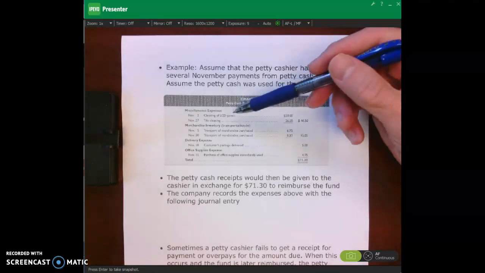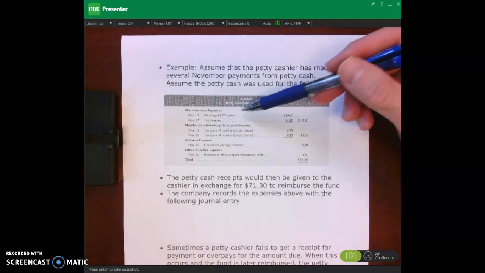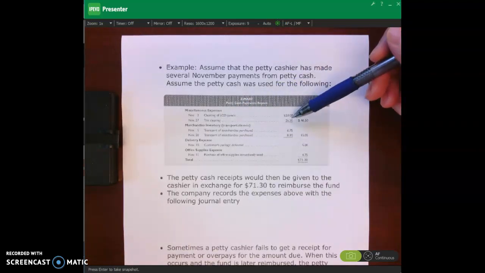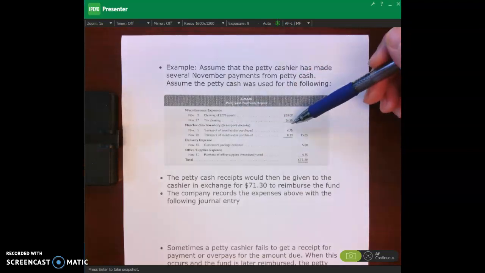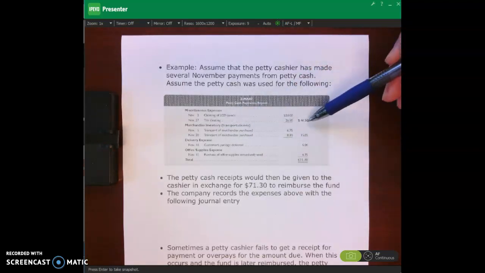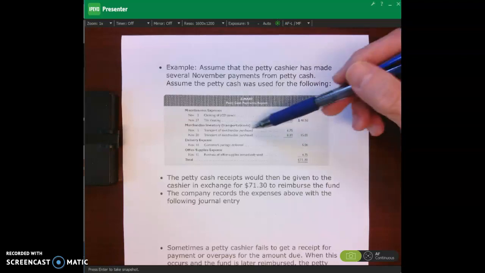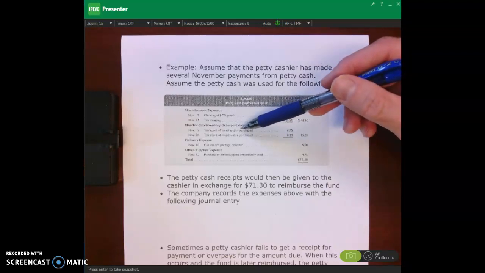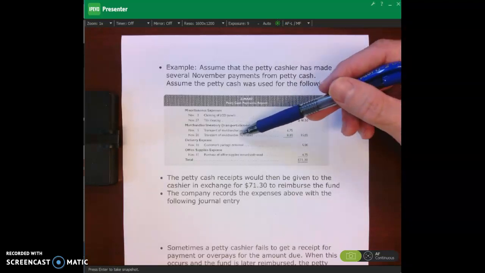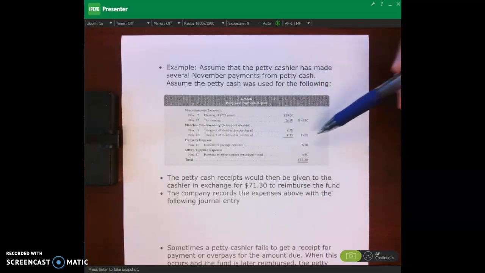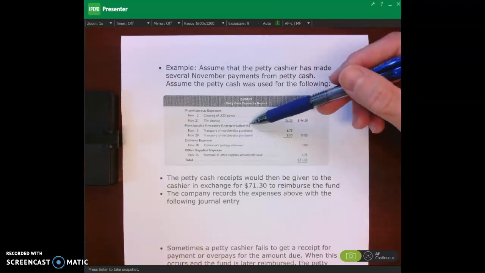We have miscellaneous expenses on November 2nd, cleaning of our LCD panels, that was $20. And then we had some tile cleaning of $26.50. So we had $46.50 there. And then on November 5th, we had to pay for transport of merchandise purchase, $6.75, and transport of merchandise purchase for $8.30. That gives us our $15.05 right there. That's transportation in.